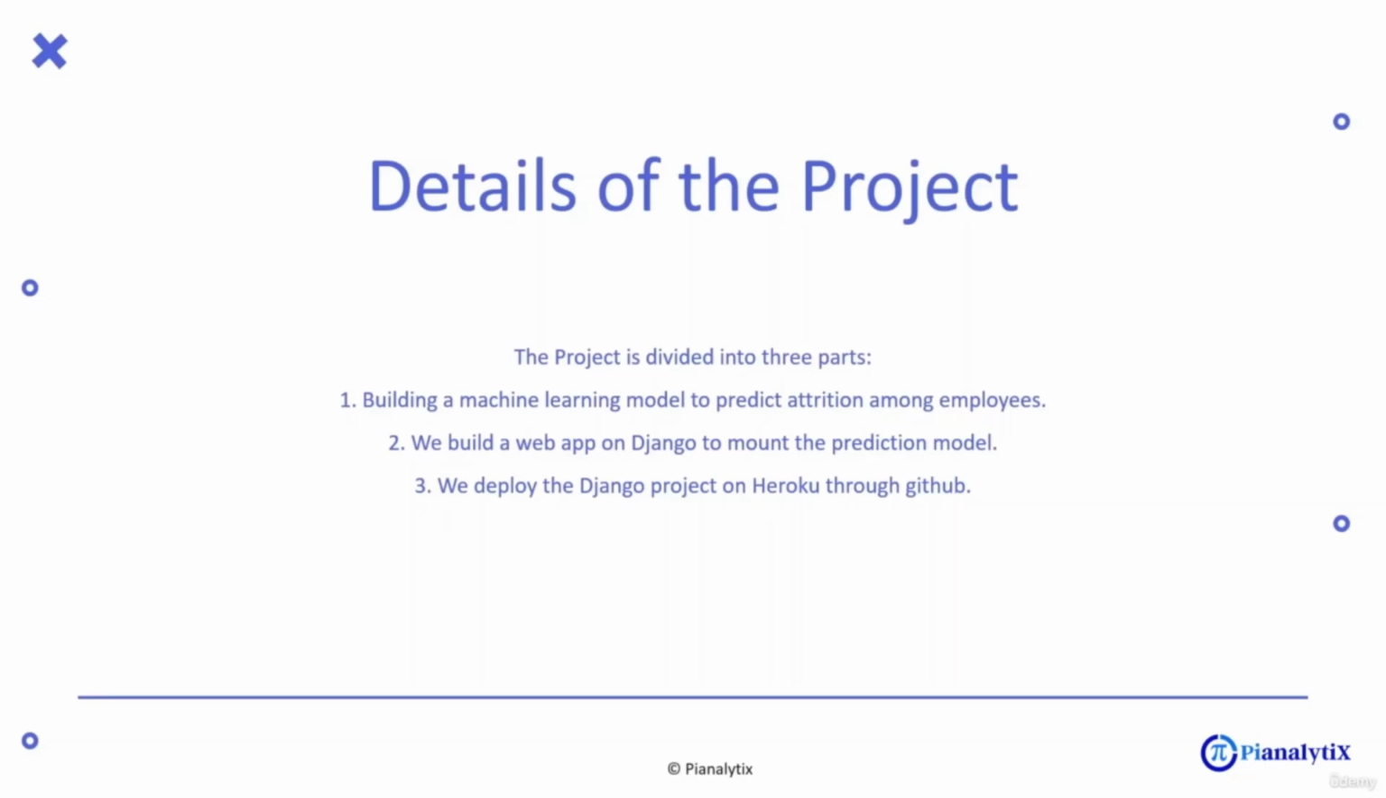Now, details of the project. The project is divided into three parts: building a machine learning model to predict attrition among employees; we build a web app on Django to mount the prediction model; lastly, we deploy the Django project on Heroku through GitHub.